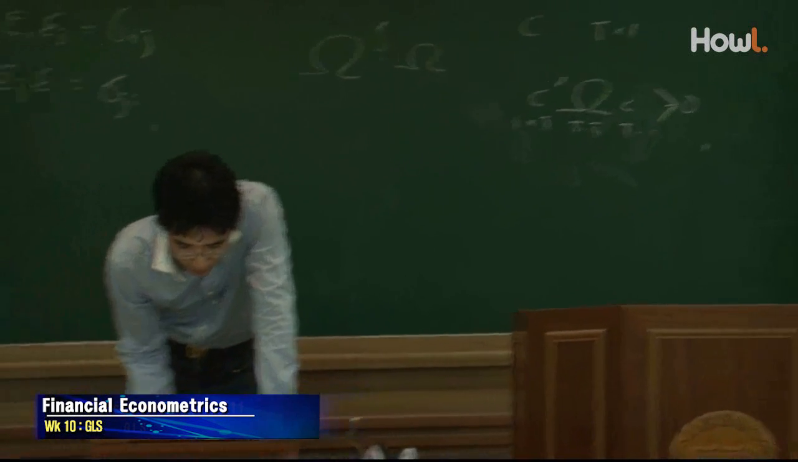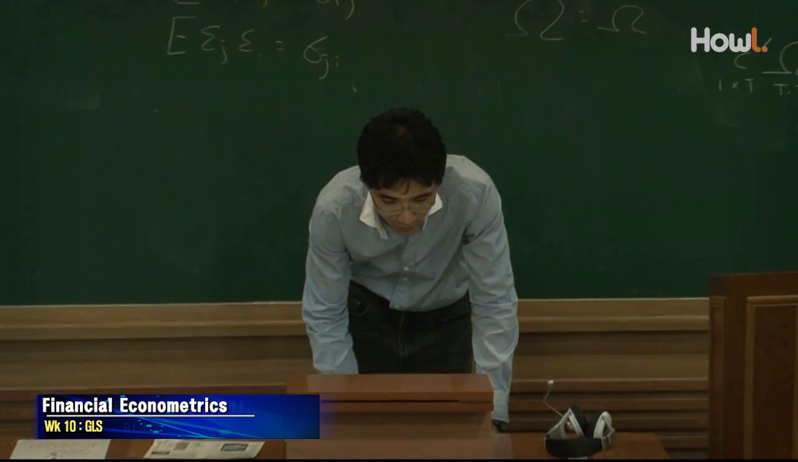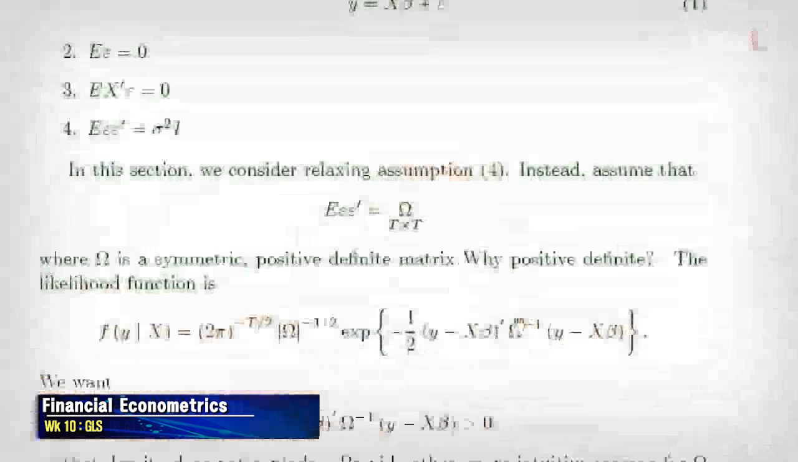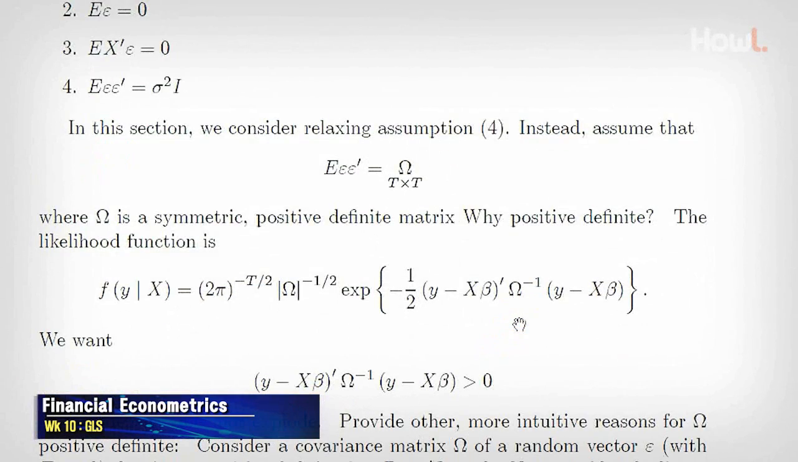So why positive semi-definite? Let's make it a likelihood function. Given data x, the likelihood of y, the probability density of y, can be described like this. So it is like a multivariate normal distribution.